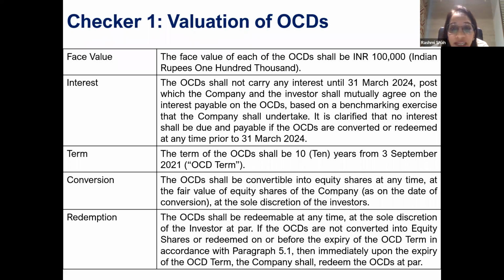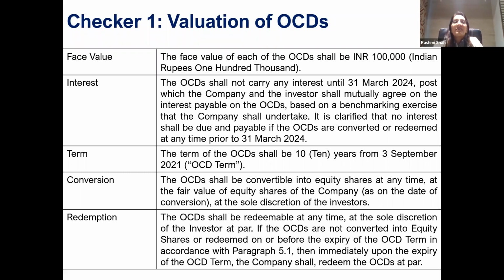The term of the OCDs will be 10 years from 3rd September 2021. The OCDs will be converted into equity shares at any time at the fair value of the equity shares of the company at the sole discretion of the investor. The OCDs shall be redeemable at any time at the sole discretion of the investor at par. If the OCDs are not converted into equity shares or redeemed on or before the expiry of the OCD term, then immediately upon the expiry of the OCD term, the company will redeem the OCDs at par.